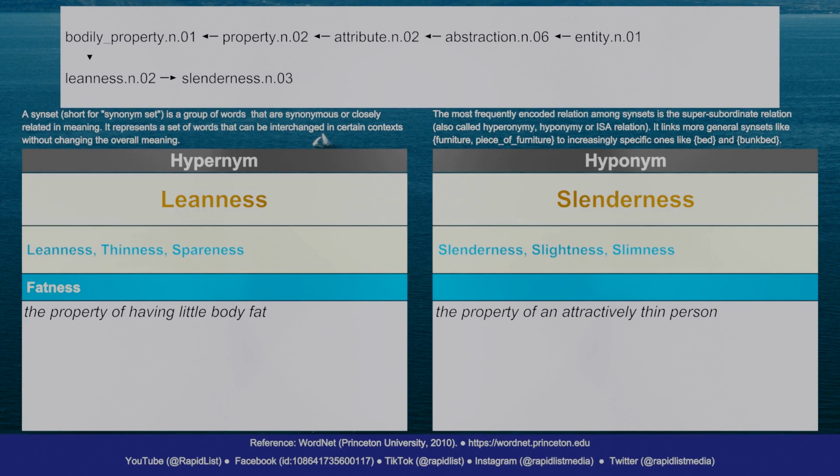Slenderness. The property of an attractively thin person. Wiriness. The property of being lean and tough and sinewy.